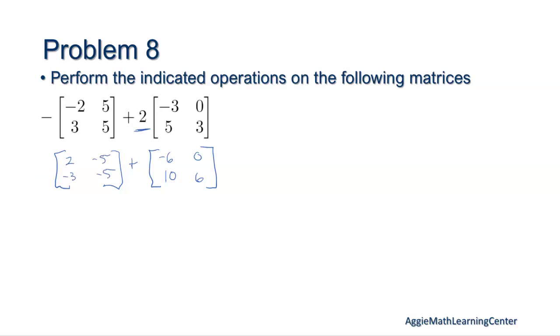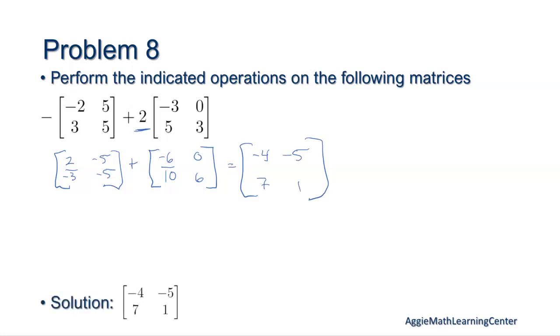Then when we're adding, we're just taking each spot and adding them together. So 2 plus -6 is -4. -5 plus 0 is -5. -3 plus 10 is 7. And -5 plus 6 is 1. Cool beans. Okay, that's our addition. Are we right? I sure hope so.